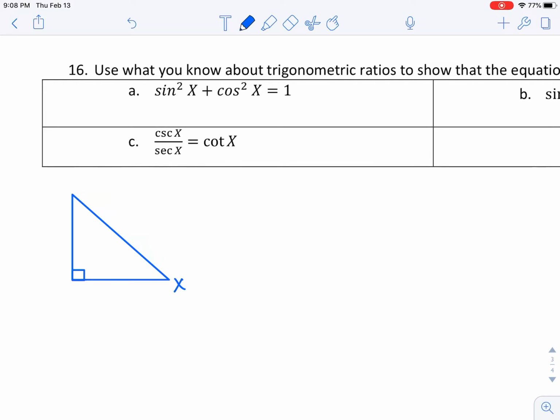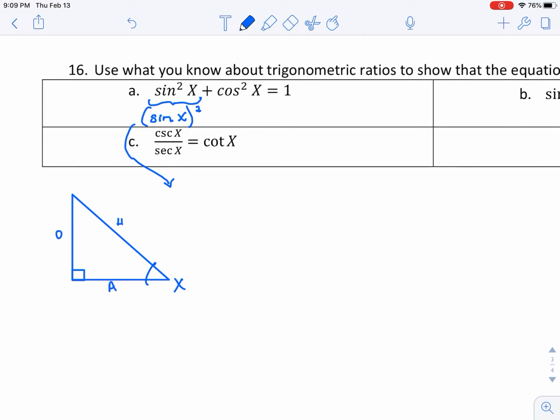x is an angle. So I'm going to go ahead and label from this angle: I'd have an opposite leg, I'd have an adjacent leg, and I'd have a hypotenuse. This notation is not super common until you get to upper level math. It is just saying I have the sine of angle x, and that value is being squared.